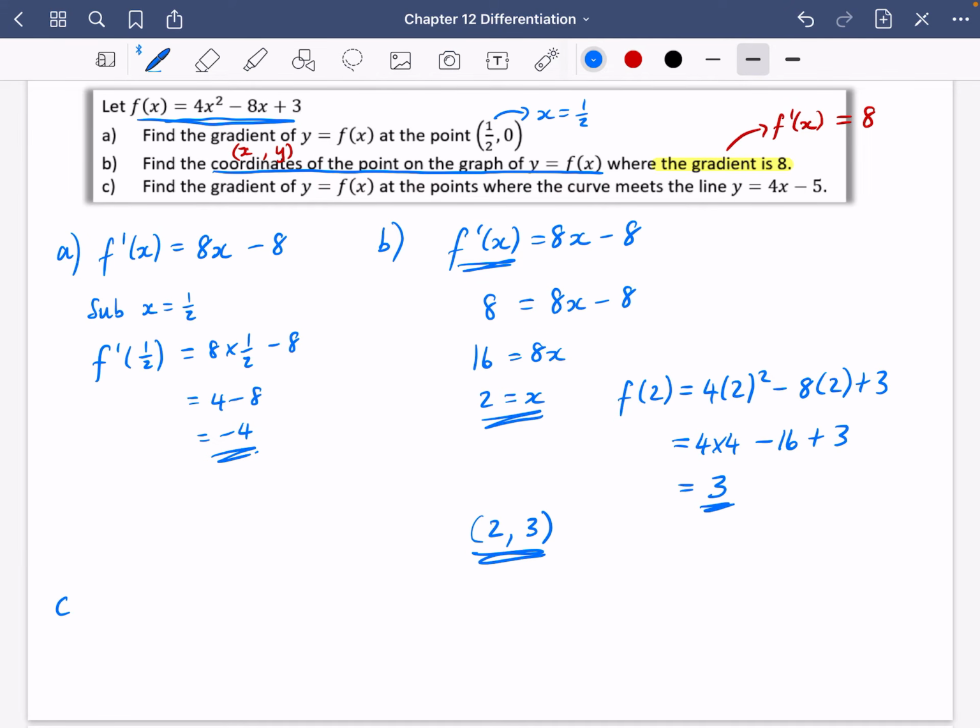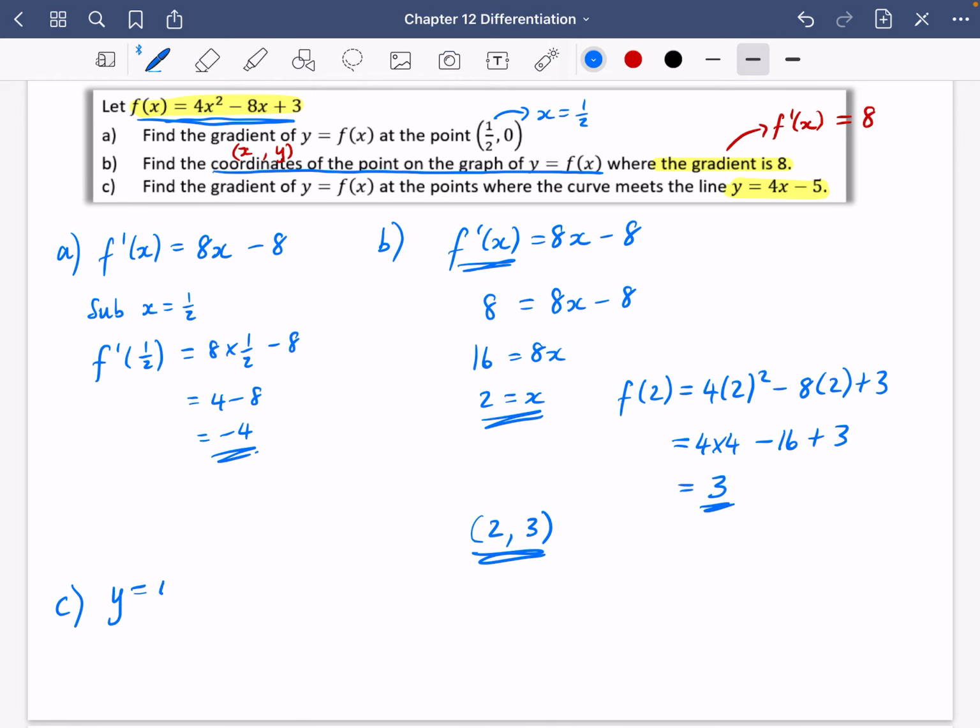And then what we're going to do for part C of the question, it says find the gradient of y equals f of x at the point where the curve meets the line y equals 4x minus 5. So we need to find out where this curve meets this line that we've got. So we have some simultaneous equations.